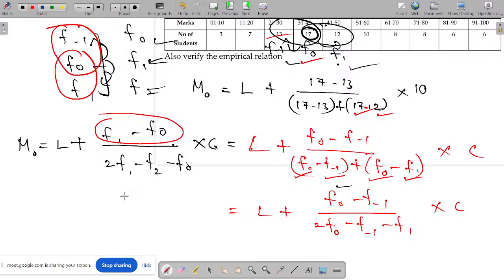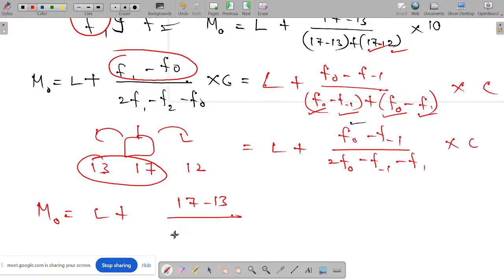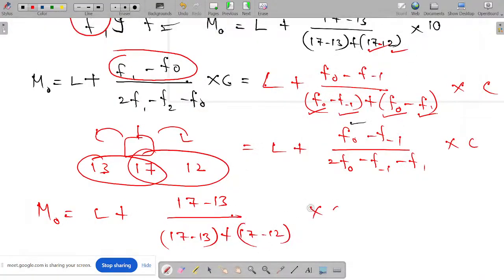What's the value here? The median class lies over here. What's the corresponding frequency? 17. What's the next frequency? 12. What's the earlier frequency? 13. So here you can directly take modal class is equal to L plus the difference between these two, 17 minus 13, divided by 17 minus 13 already taken, plus the difference between these two. Should not take 12 minus 17. Here I take 17 minus 12. This value can never be negative, into C.